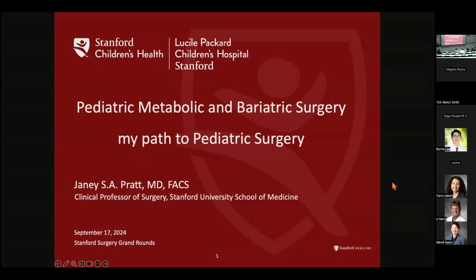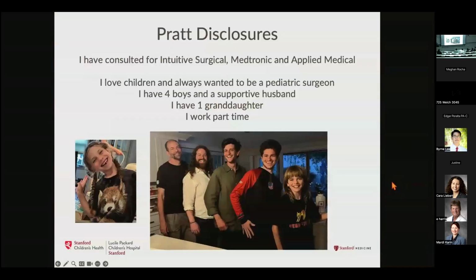But today, what I hope you will get out of the talk, first of all, let me tell you my disclosures. I have consulted for Intuitive Surgical, Medtronic, and Applied Medical over the years, but the most important thing is that I love children. I always wanted to be a pediatric surgeon. I actually have 4 boys and a very wonderful husband who are pictured here, and I have a granddaughter. And I work part-time, and I have since I started.